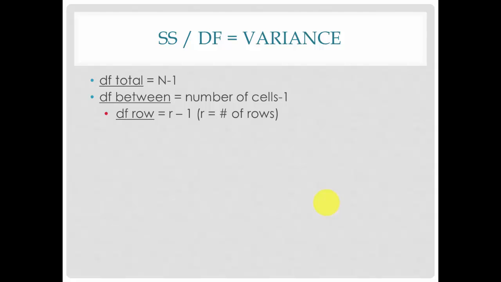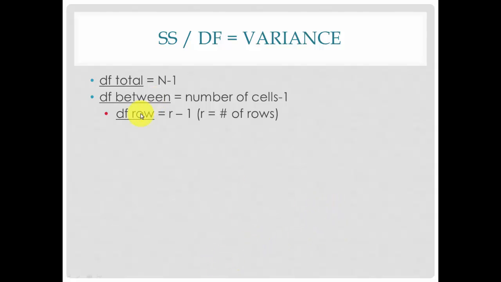Degrees of freedom between is going to equal the number of cells in your table minus 1. That's a little less meaningful in the calculation. It's just something to keep in mind, that it's the number of cells minus 1, because it can give you a checkpoint for your degrees of freedom row, your degrees of freedom column, and your degrees of freedom interaction, which are really the more useful ones that we're actually going to use in the calculation.